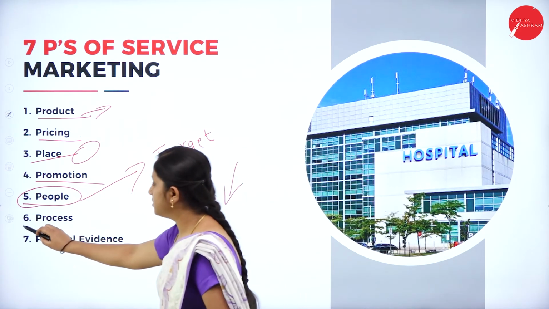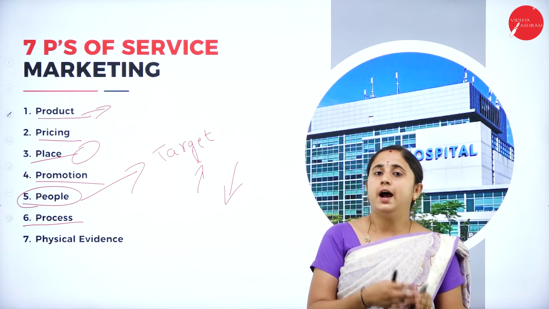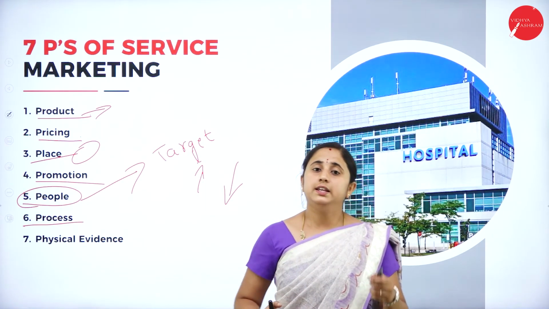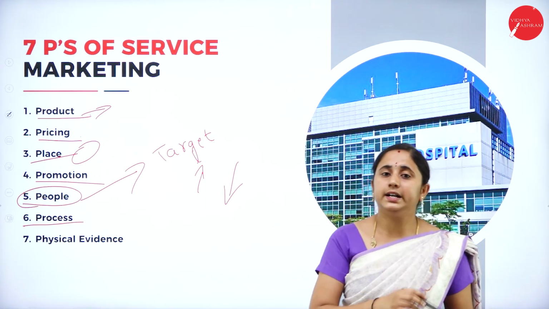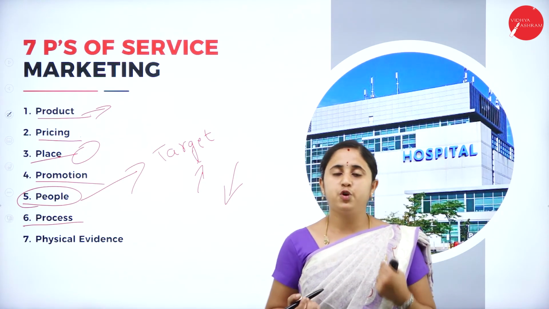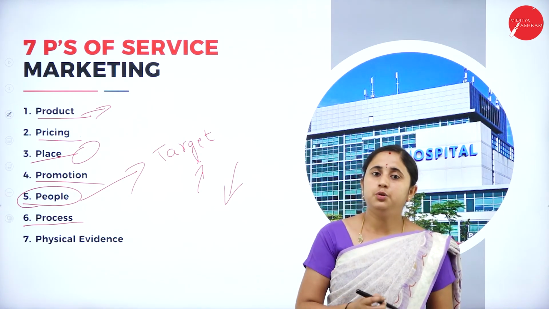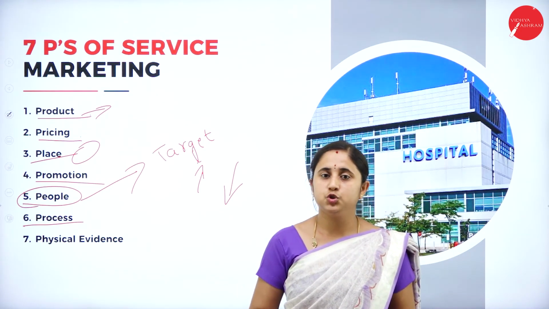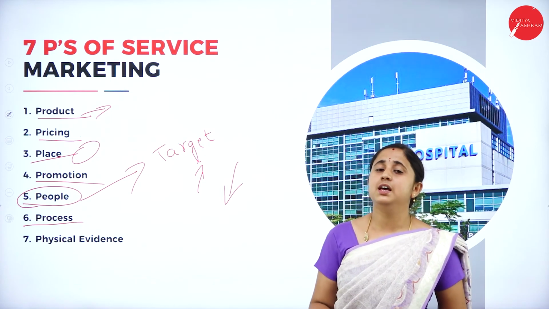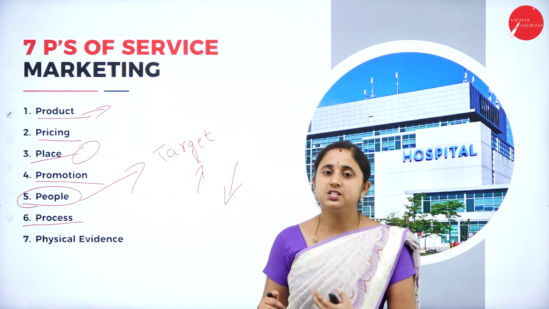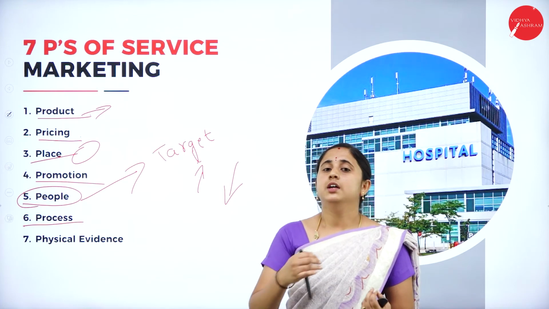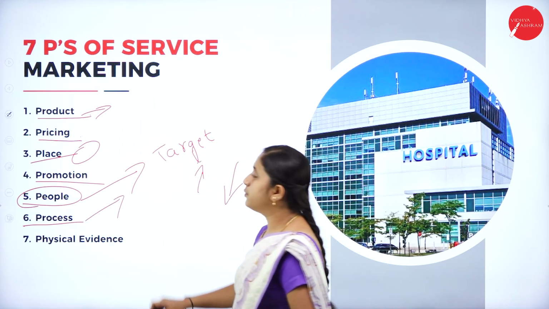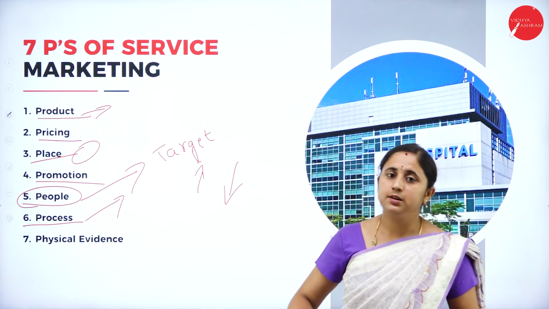Then process. Manufacturing the goods and reaching the goods from the manufacturer to the consumer is a continuous process. In a similar way, service is also a continuous process. So you need to collect the information from the customers and you need to adopt the changes. Then you need to render the service to the consumers. Then you need to get the feedback from customers, and if any changes are required, you need to make changes. Then again you need to provide services. So it is a never-ending, continuous process.